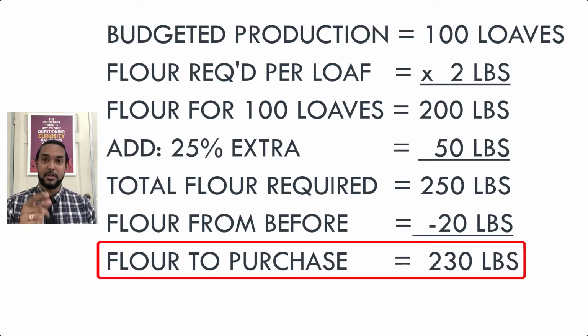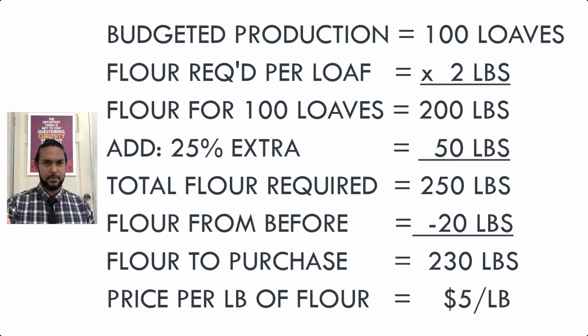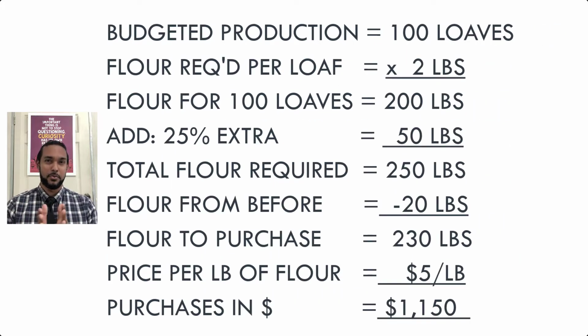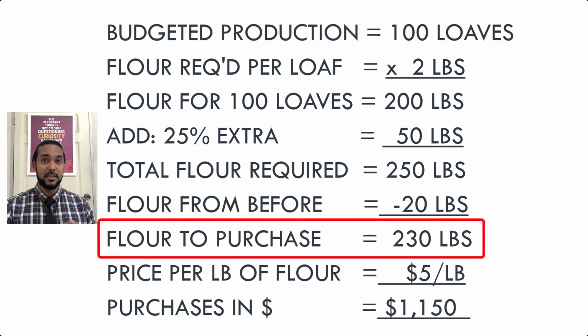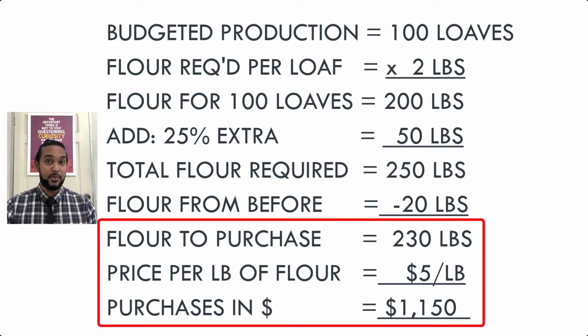That is the quantity. Now the price, like we said, was $5 per pound, right? So 230 by 5, if I'm not mistaken, if my maths goes correctly, is $1,150. So that is the direct materials purchases budget. We look at the quantity that we need to purchase and the price that we need to pay.